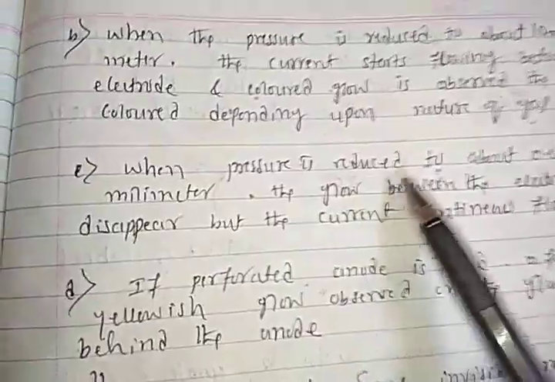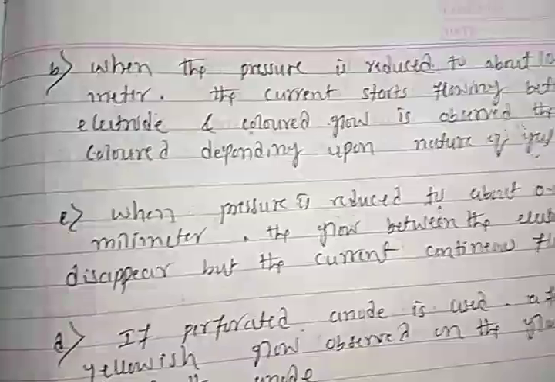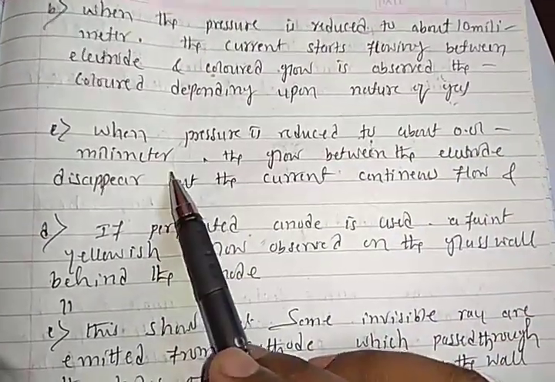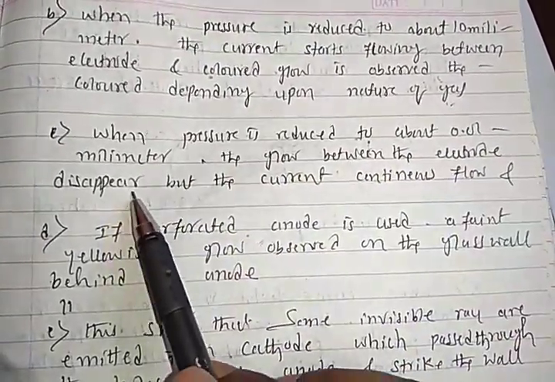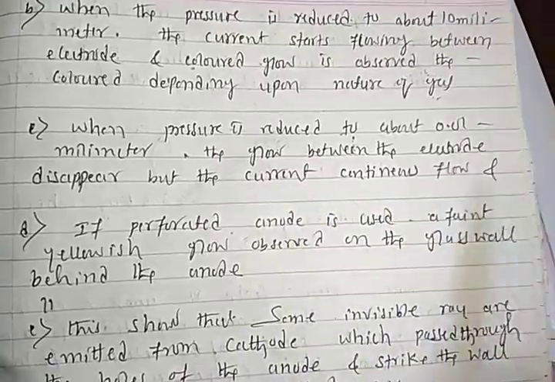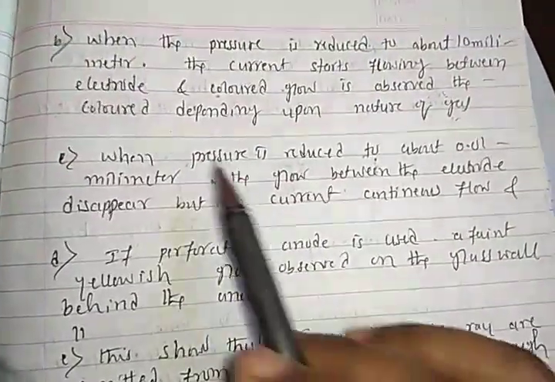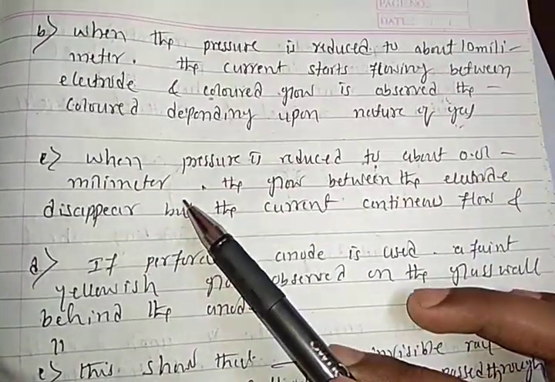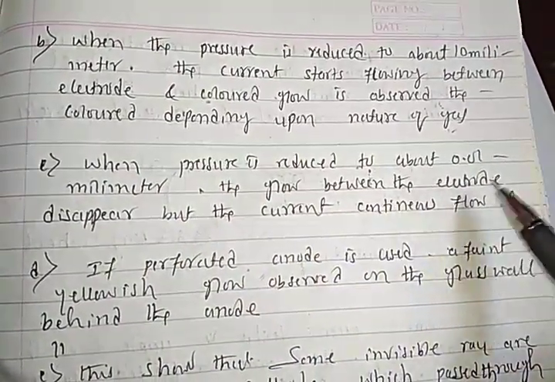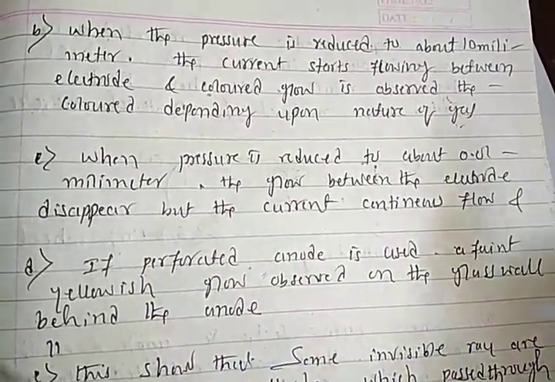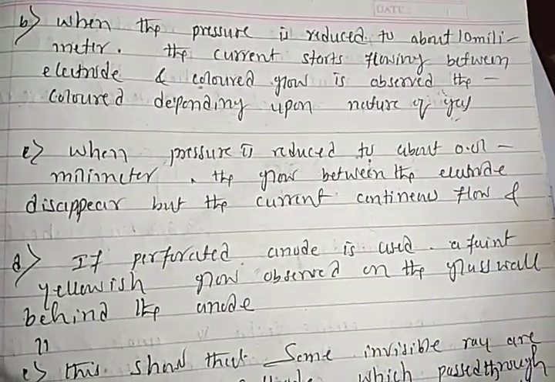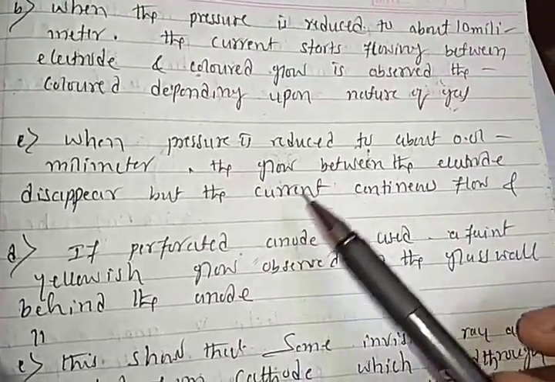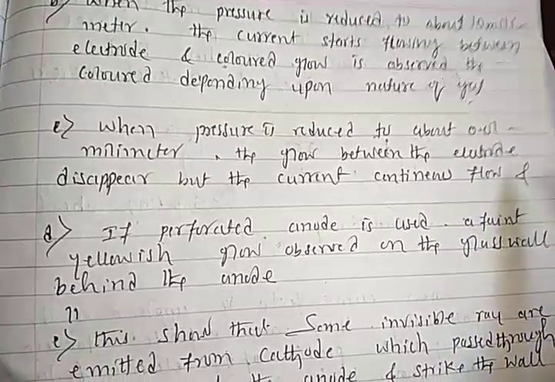When pressure is reduced to 0.01 millimeter, the glow between the two electrodes disappears, but the current continues to flow from the cathode to anode.